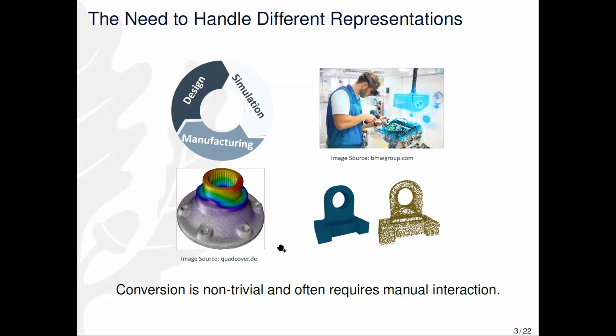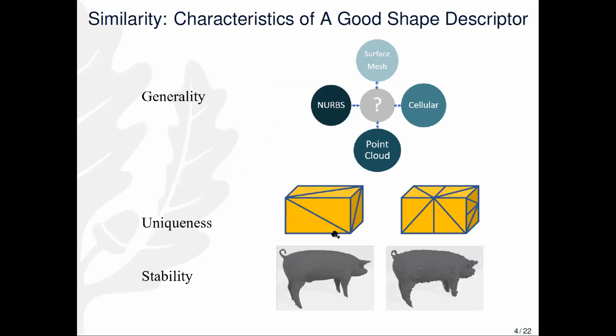It's time consuming and it involves information loss, and often it requires manual interaction. So we think one promising way is to build a uniform framework that covers most of the representations we are using today and supports as many applications as possible. To build such a uniform framework, we'll need a good shape descriptor that has at least three characteristics.